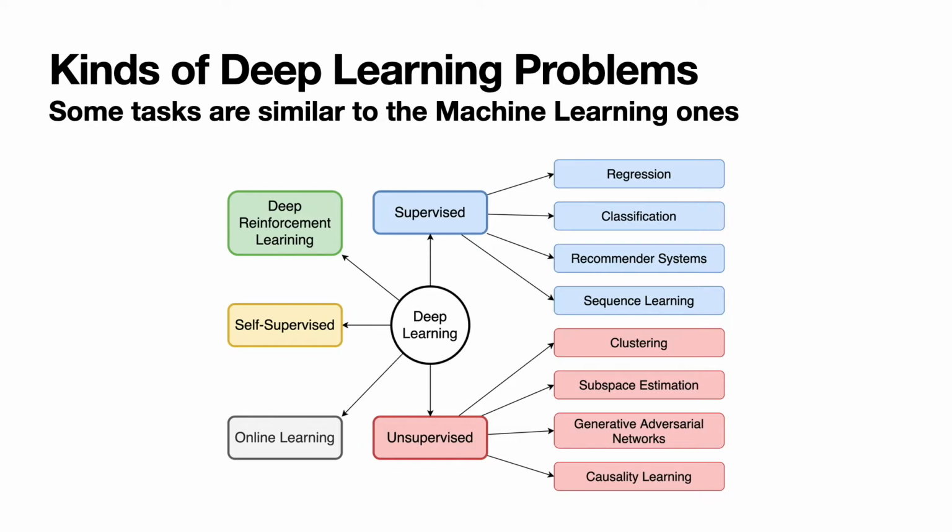Now, let's take a look at unsupervised learning. It is depicted in red. There are such problems as clustering, subspace estimation, generative adversarial networks, and causality learning.